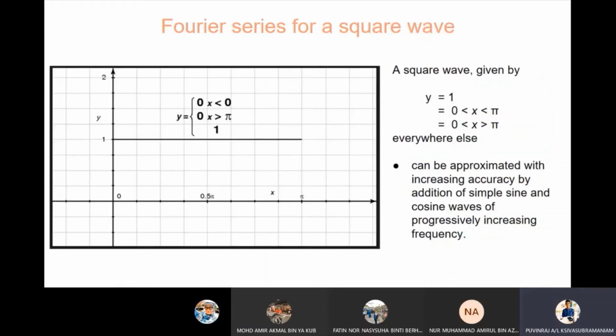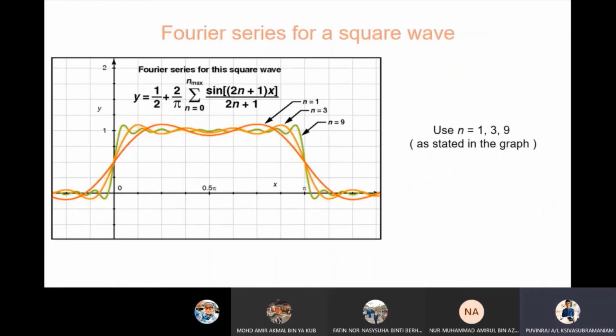Next, the Fourier series for a square wave. It is given by y equals 1 for 0 less than x less than π, and 0 for x more than π. It can be approximated with increasing accuracy by addition of simple sine and cosine waves of progressively increasing frequency.